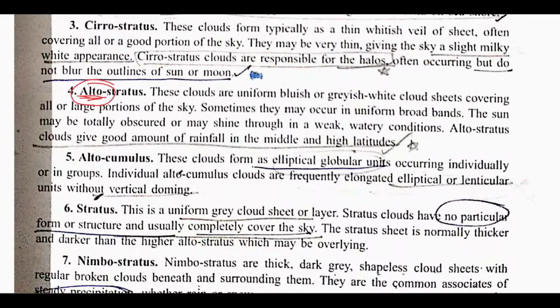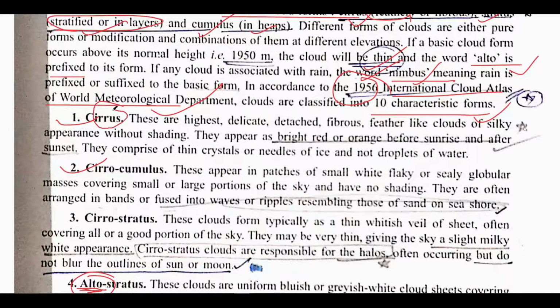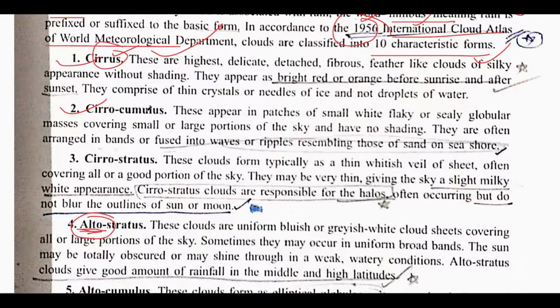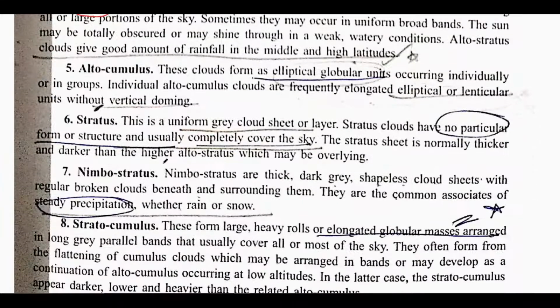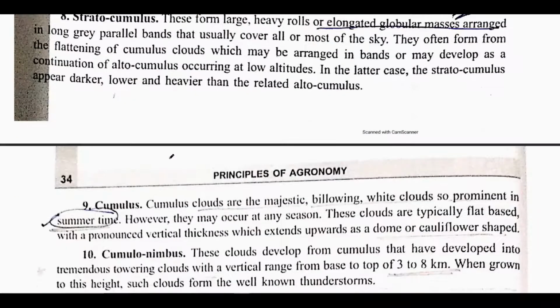So you must remember that cirrus is the highest cloud, known as the mother of pearl, and cirrostratus causes a halo around the sun, and stratus is the lowest cloud, near to the ground. Alright, so these clouds, you must go through them, each and every word, each and every line, do not skip it.